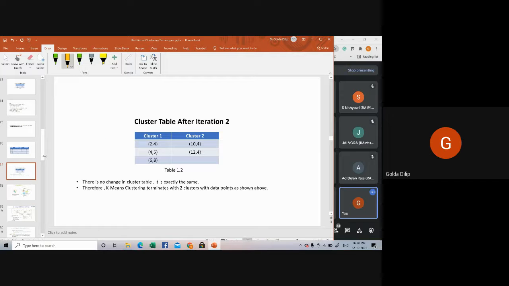These are the 2 points, the points assigned to each cluster. This is cluster 1 and this is cluster 2, so you can graphically represent them. What are the contents of cluster C1 and cluster C2? Cluster C1 will have 2, 4, 4, 6 and 6, 8, and cluster C2 has the values 10, 4 and 12, 4. In a graph sheet, you can plot it and represent the clusters.